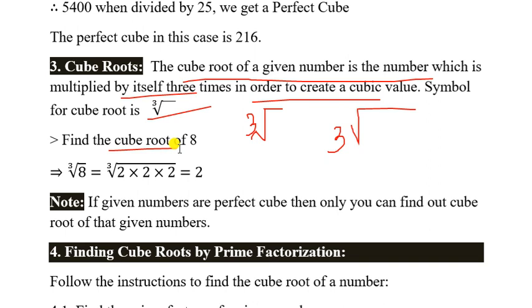Cube root of 8, you have to find the cube root of 8. That means you have to write it in this symbol. Then you have to factorize 8: 2 into 2 into 2. How many times is 2 present? 3 times. And we know for cube always you have to make a triplet, otherwise you cannot find any cube root or perfect cube. So for 3 times 2 we get 1 time 2. 2 into 2 into 2 is 1 triplet of 2, that means one 2 will come out. So this is the cube root of 8.